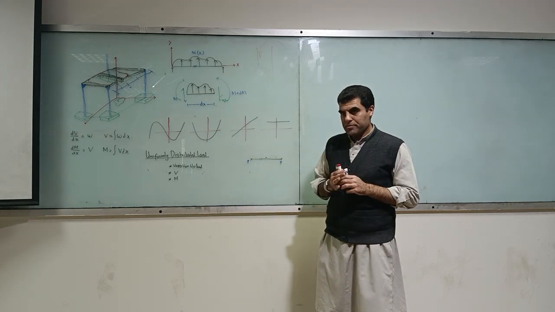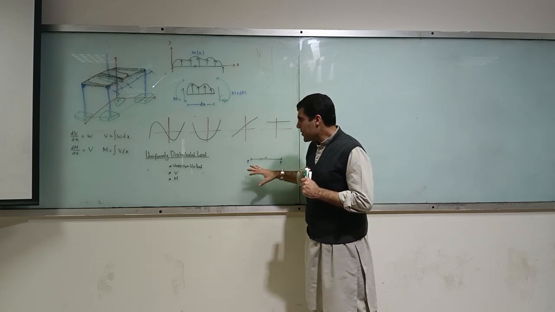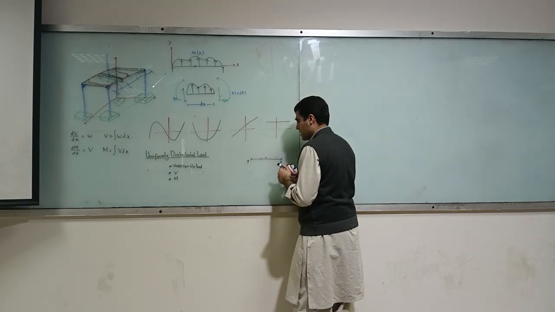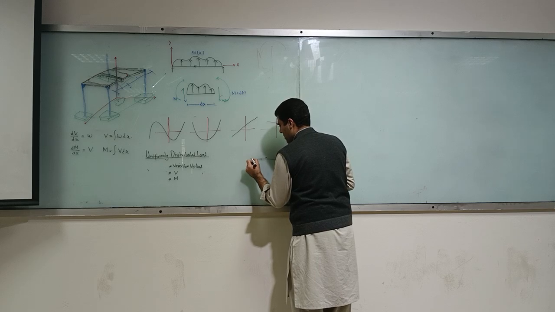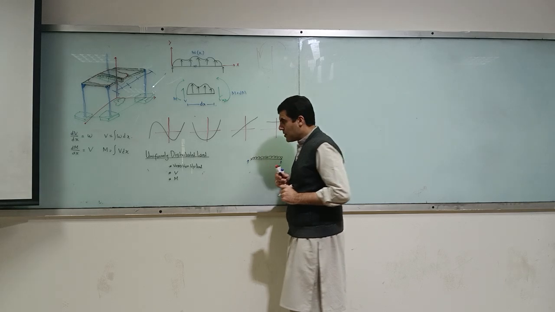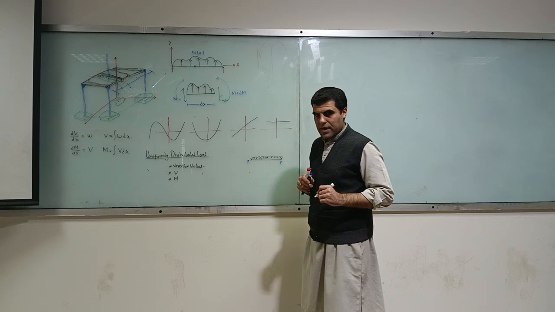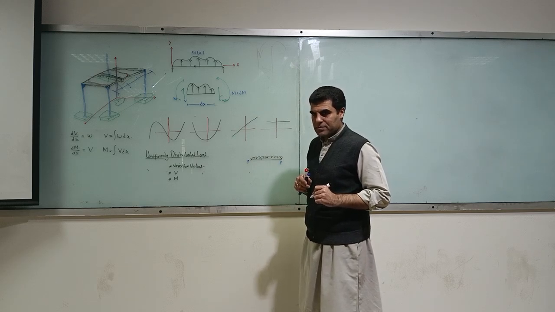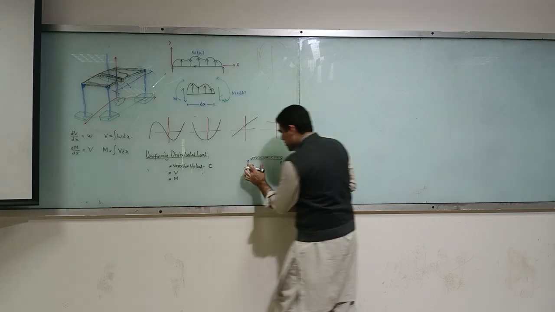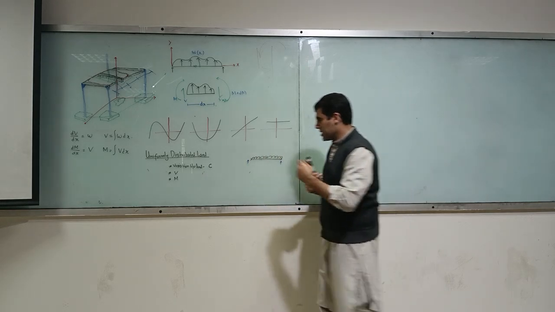Uniformly distributed load. In the case of a uniformly distributed load, which is like this one, what is the variation? Constant. The variation between these two points is constant, isn't it? Yes. So let us do it again.